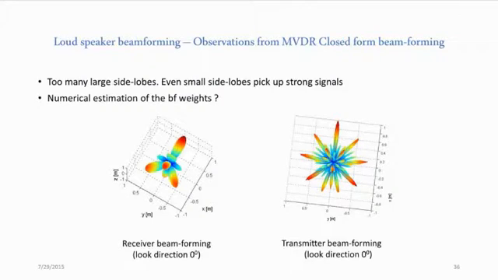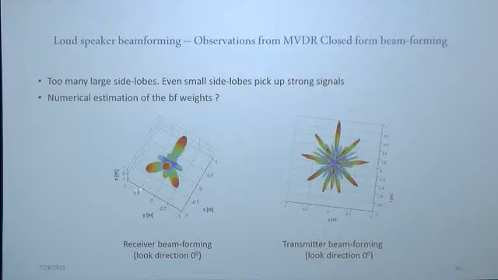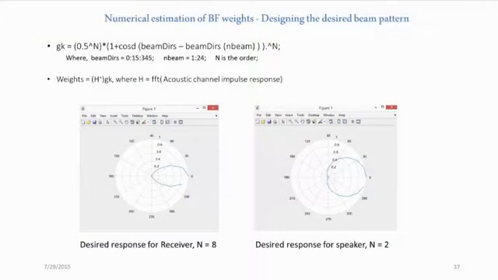So these are the results from the previous two GUI slides that you saw. This is for the receiver. Looks pretty good, but still has a lot of side lobes that really catch many reflections. And with respect to transmitter beamforming, I don't need to say much. It's not very great. So all this actually made us choose a different beamforming weights estimation framework. That is, we did it through numerical estimation.